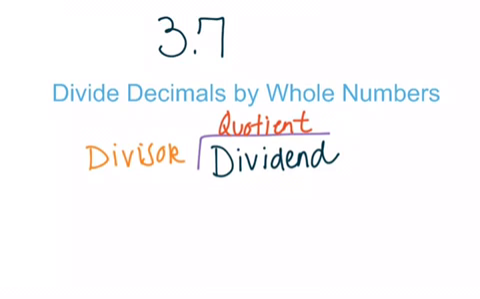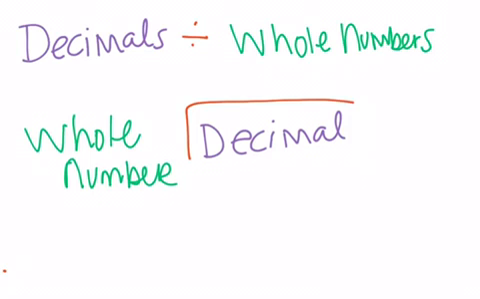Just a quick review of where your divisor, dividend, and quotient are in a division problem. When you divide decimals by whole numbers, if your decimal is your first number in the division problem, like how it's written here, then it's going to be your dividend, and your whole number, if it comes second, is going to be your divisor, and then your quotient always goes on top.